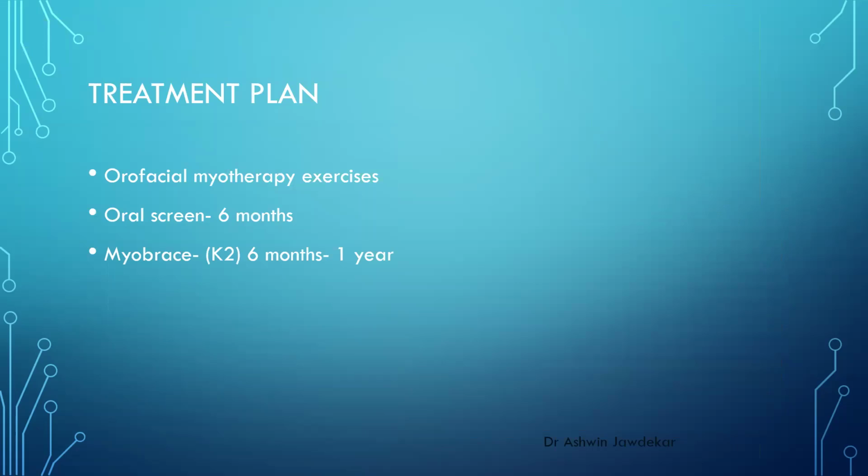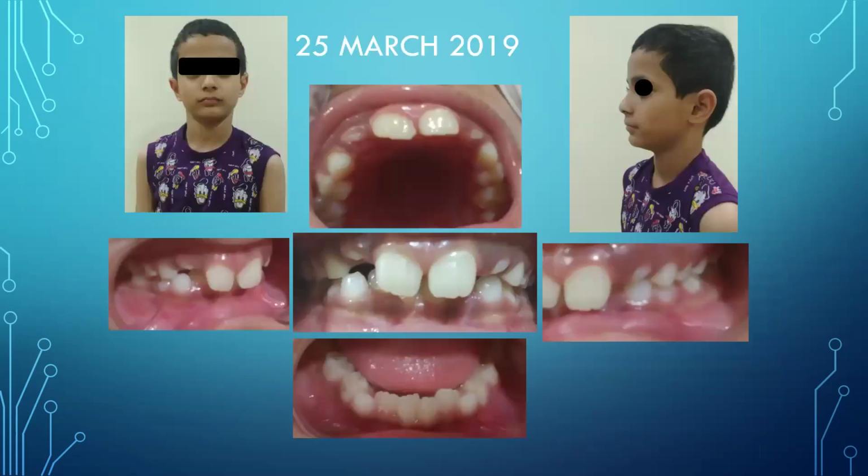Initially, we gave him an oral screen appliance for 6 months to improve his nasal breathing, and also to train his lips, and also to stop the reverse swallow and the pressure of the hyperactive mentalis on the chin. And later, we gave him a simple myobrace appliance. So this was quite a non-invasive approach. And we can see that in a span of less than 3 months, his lips became competent.